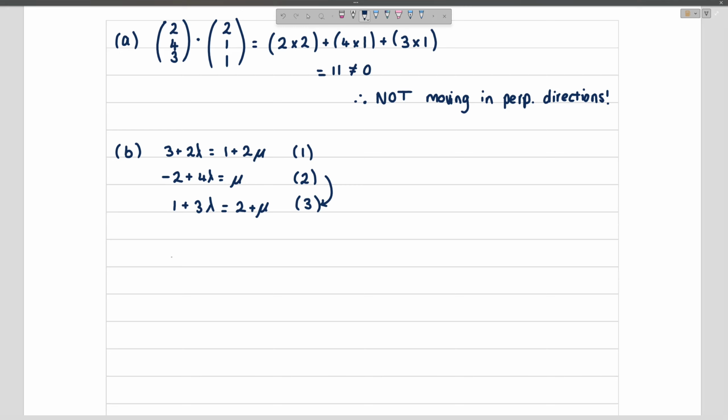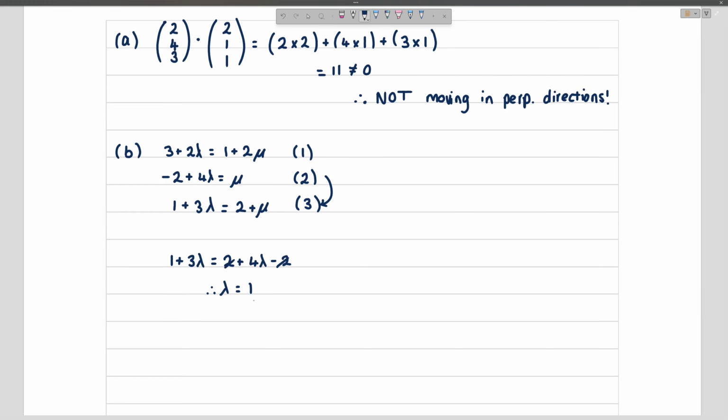If we do that, I get 1 + 3λ = 2 + μ, but μ here is 4λ - 2. So 4λ - 2 there. Now clearly 2 minus 2, they just cancel. So I've got 1 + 3λ = 4λ. And just solving for λ here, we obtain that λ is equal to 1.